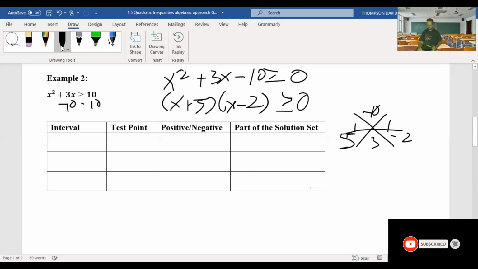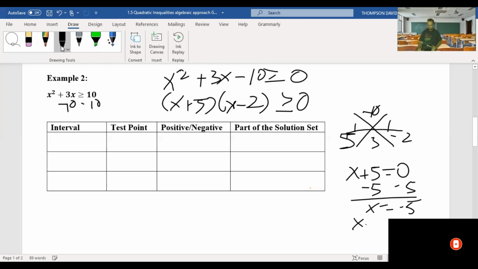So now I just say x plus 5 equals 0 and solve. We subtract 5 from both sides, so x equals negative 5. And then we do x minus 2 equals 0. We add 2 to both sides, and we have x equals 2.